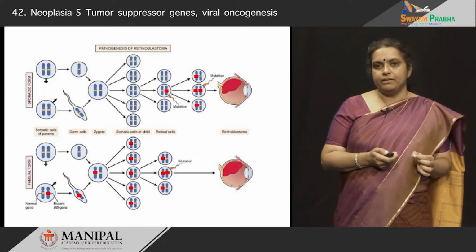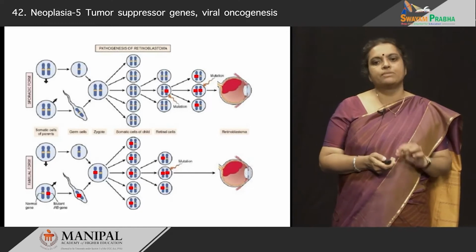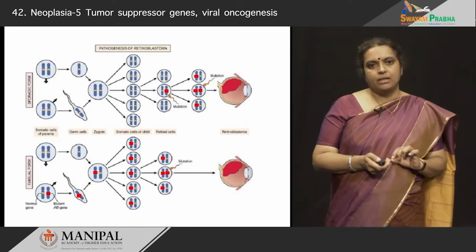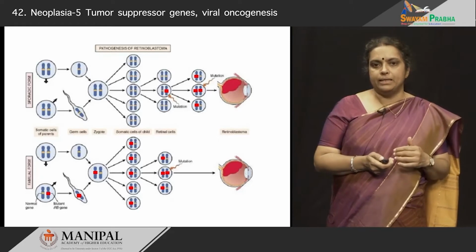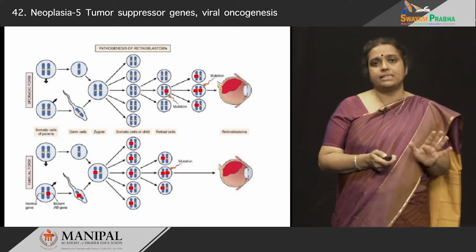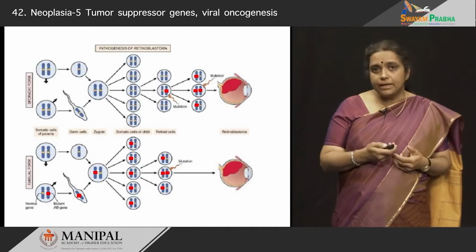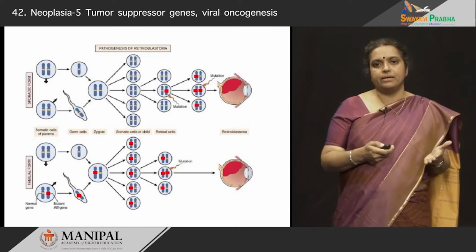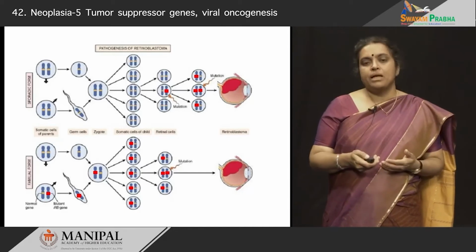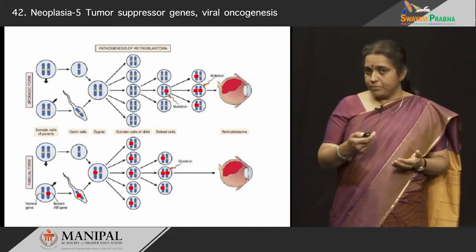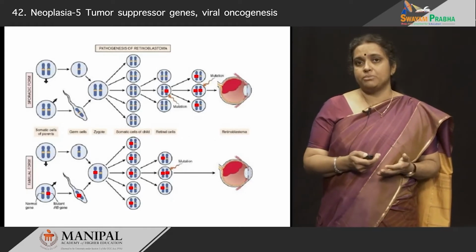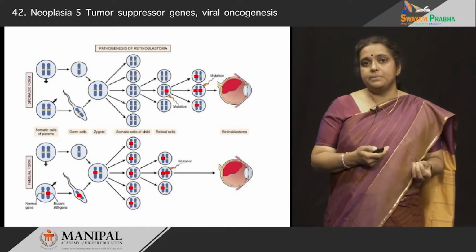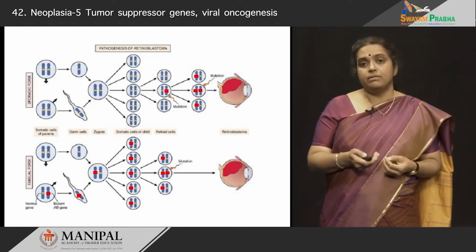Now, all that is required is another hit within the retinal cells for the disease to develop. So, the second hit occurs within the retinal cells, whereas in the sporadic form, shown in the upper panel, none of the somatic cells have the defective genes, because it is not an inherited form of the disease. Both mutations, the first hit and the second hit, will occur within the retinal cells. As you can probably imagine, in the familial form, bilateral retinoblastomas are more common, because the first hit is already there. It is a matter of time before the second hit happens, and they are more likely to develop bilateral retinoblastomas.